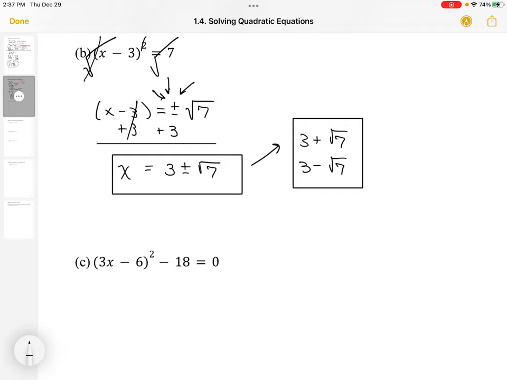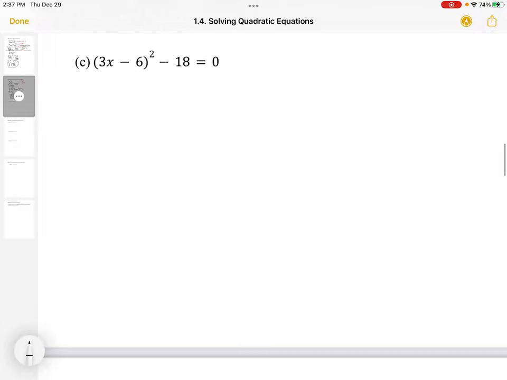Okay, so those two answers I boxed in are the same thing. Let's look at one more example. So here we have quantity 3x minus 6 squared minus 18 equals 0.